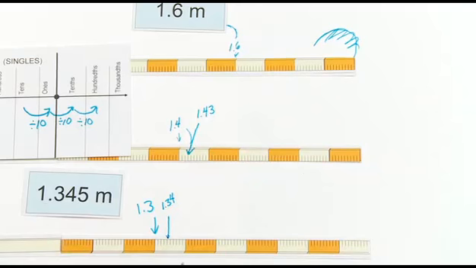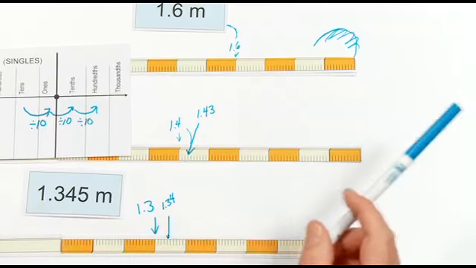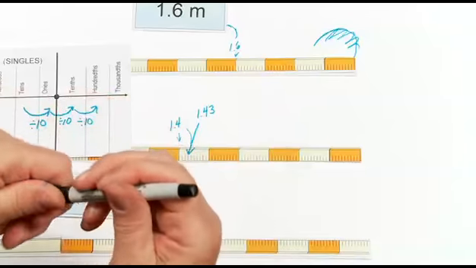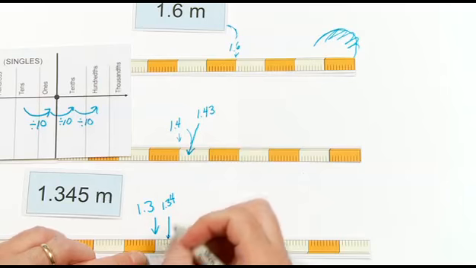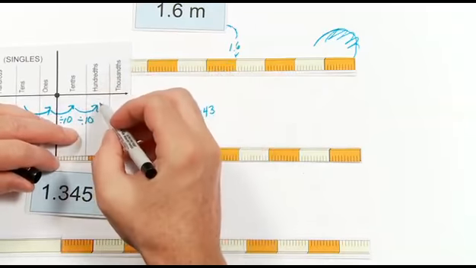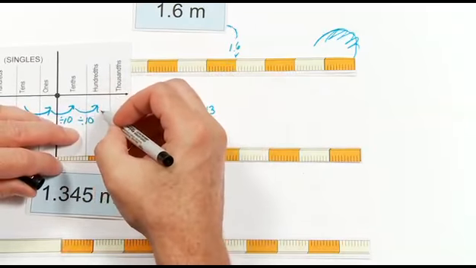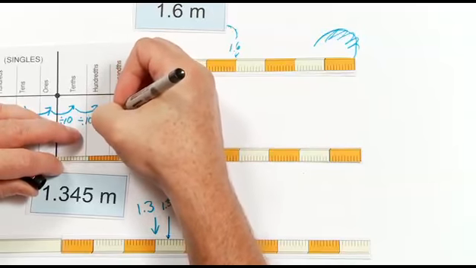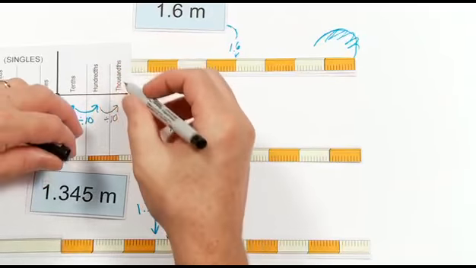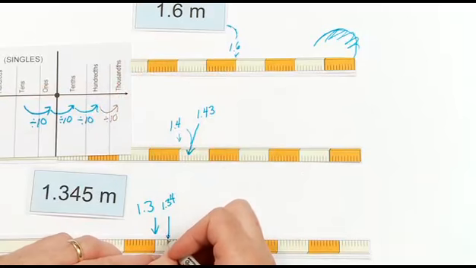But this person is funny. They really wanted to be very precise. So now what I have to do is take this next little section, that hundredth there, and what do I have to do to get to the next column? I have to take it and subdivide it into 10 equal parts, and I get thousandths. So what's that look like?